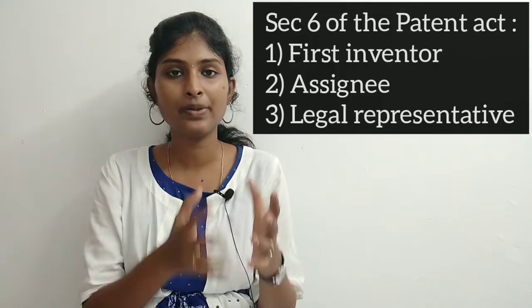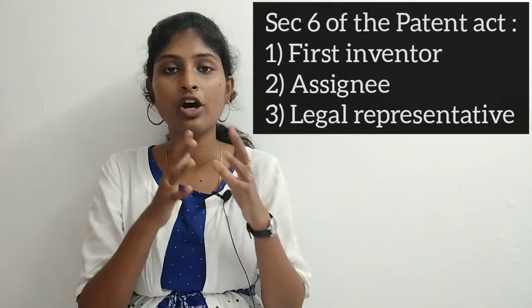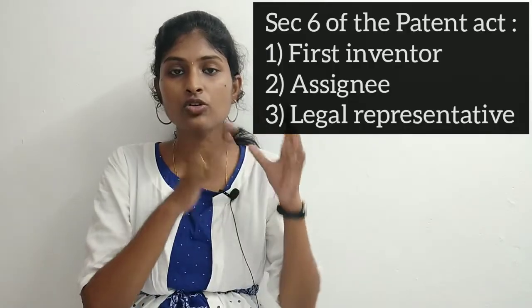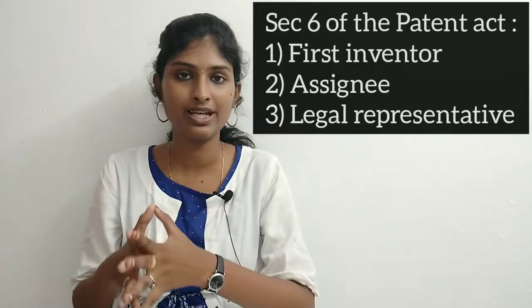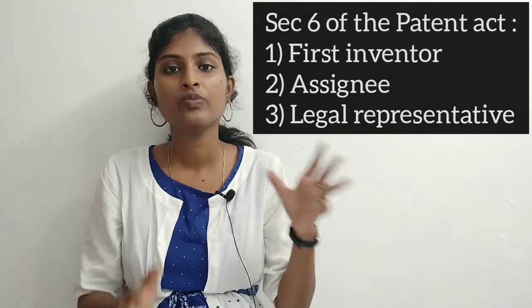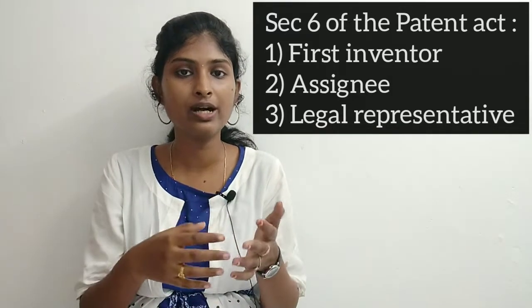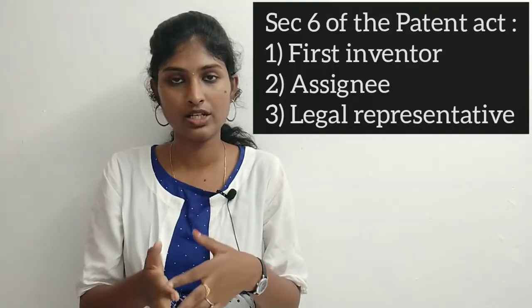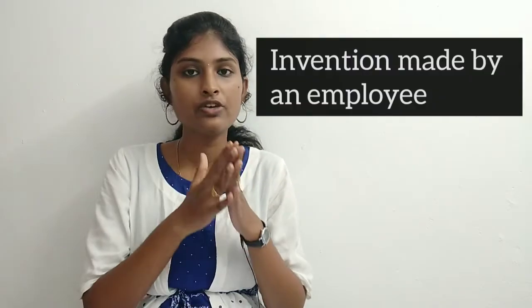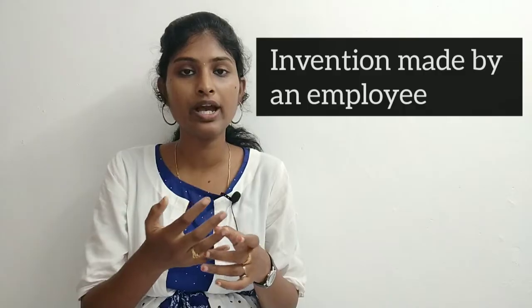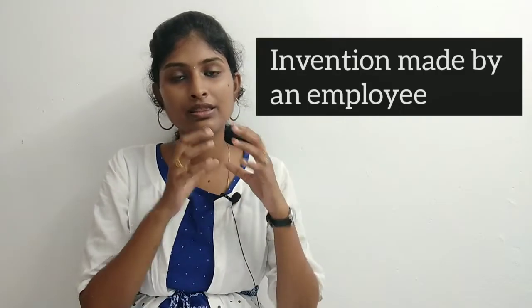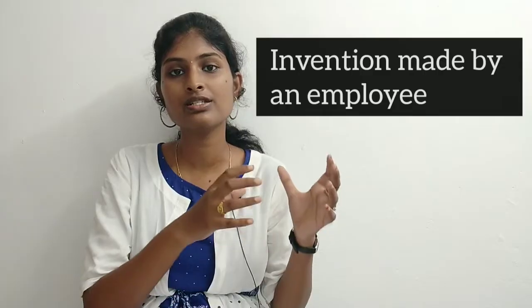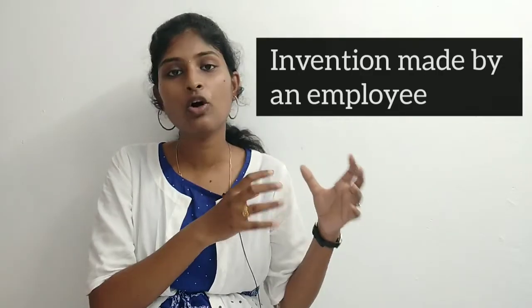The person representing on behalf of the first inventor, or in respect of the first inventor, to make such an application is said to be the assignee. The third one is the legal representative. If the first inventor is deceased or dead, then a legal representative can make such an application. Then, if the invention is made by an employee. Suppose the invention is made by an employee under a certain agreement, then the patent for that invention is made under the name of the employee and the patent belongs to that employee.